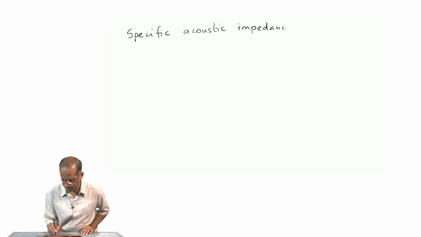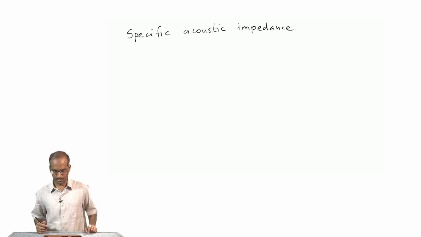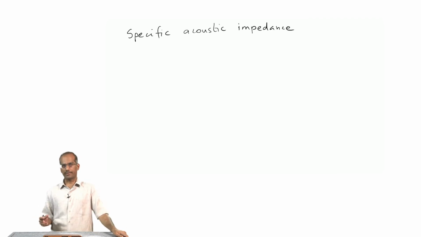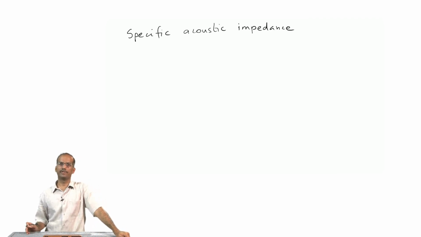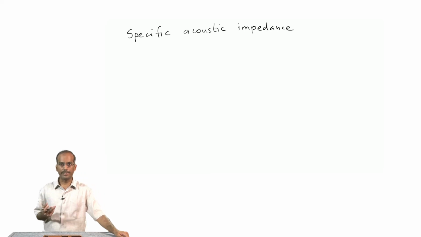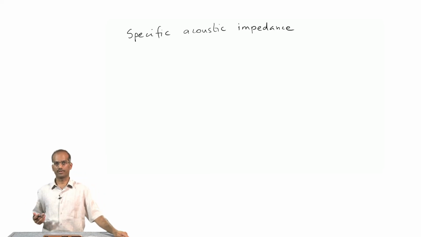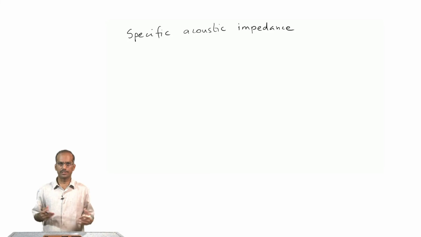So, before we close this lecture, let us also look at specific acoustic impedance. It is a quantity we might need in a future lecture. So, impedance is a quantity that we have already met, and we discussed quite a bit about it. So, impedance is simply the resistance that the medium offers to the passage of wave. So, that is how we understood it, and it is indeed true in this case as well.